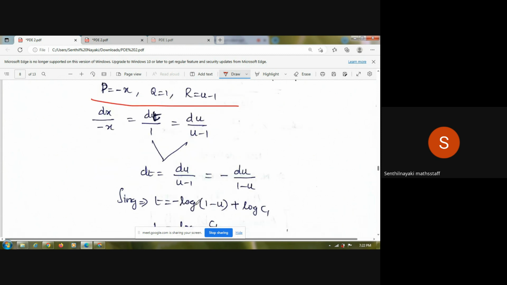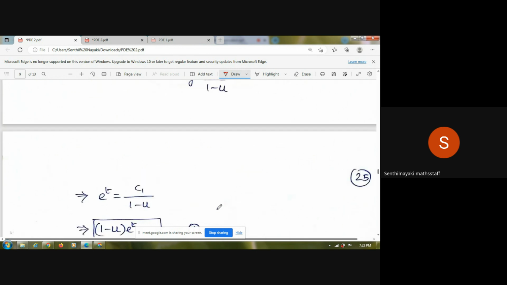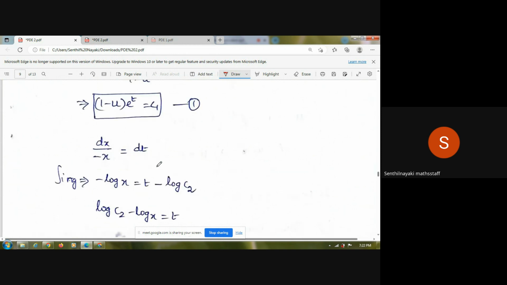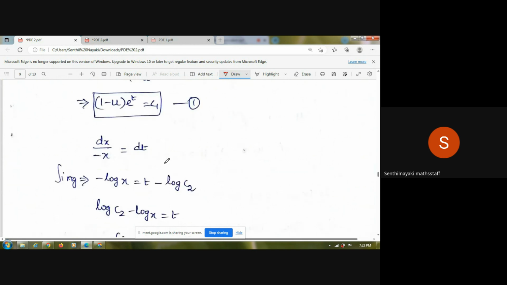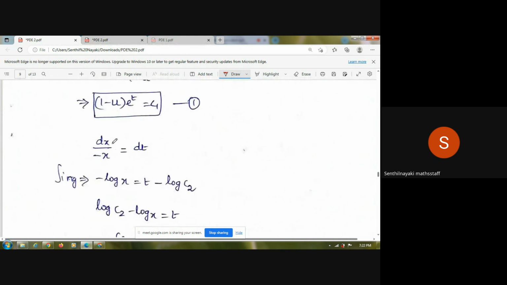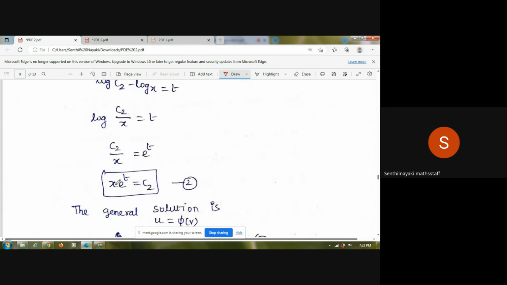After integrating, we get t equal to log of c1 by 1 minus u. Then after simplifying, we get (1 minus u) e power t equal to c1. Similarly, for the second solution we are considering the first and second ratios. Therefore, dx by minus x equal to dt. After integrating, we get minus log x equal to t minus log c2. After simplifying, we get x e power t equal to c2.